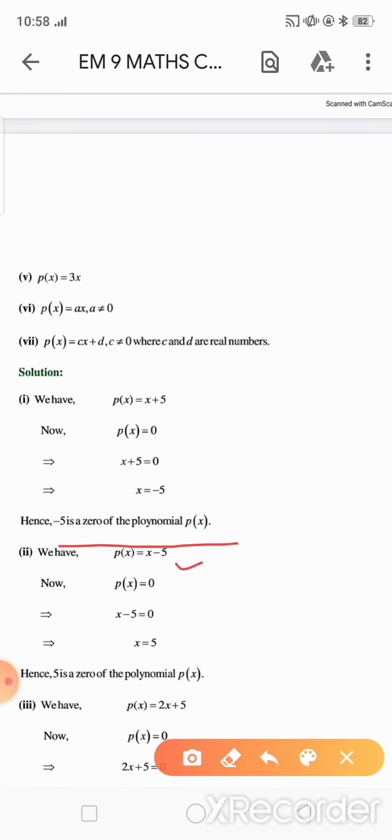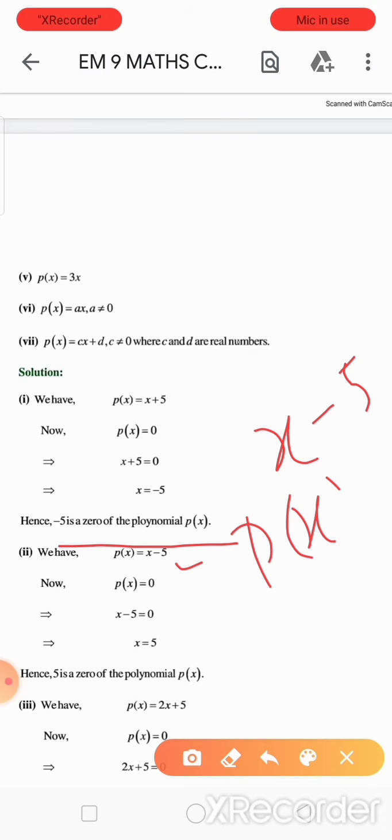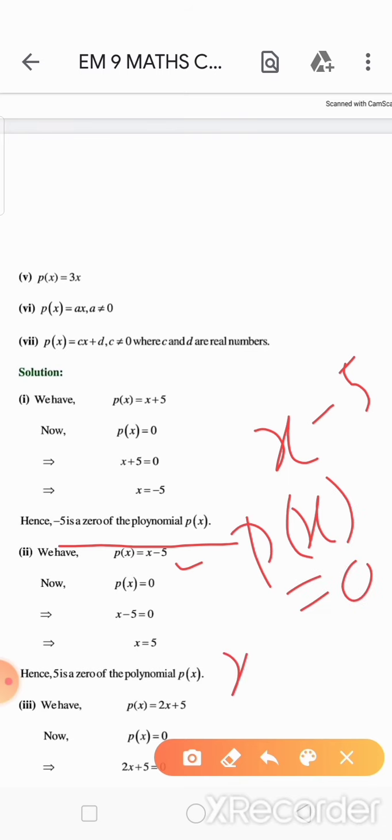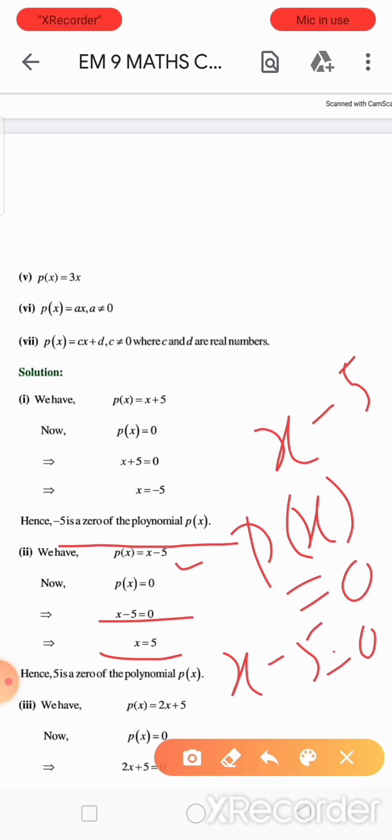Next polynomial p of x given by x minus 5. Again we have to find the zeros of the polynomial. We equate our polynomial p of x to 0, then x minus 5 equal to 0. Next step, simplifying this step, here minus 5, that side it will be plus 5. So the value of x equal to 5. We say hence 5 is the zero of polynomial p of x.